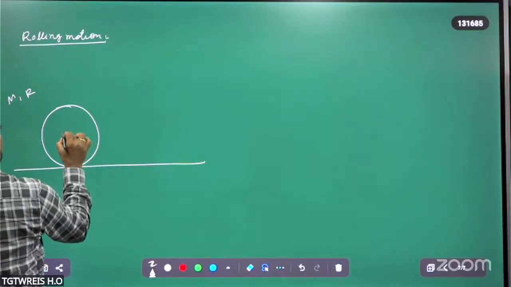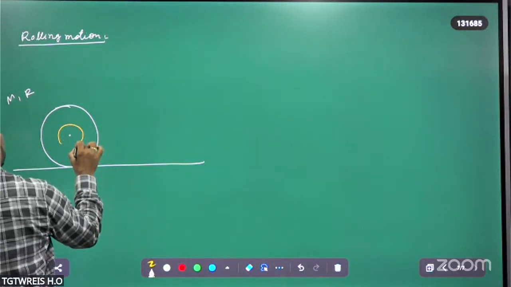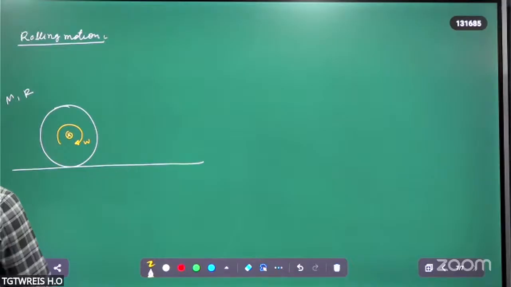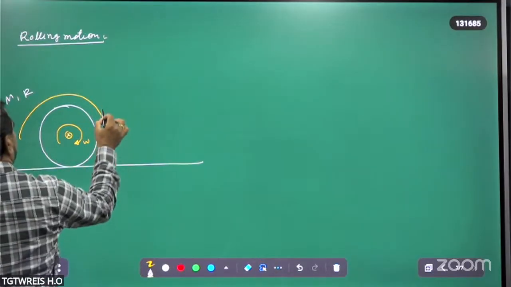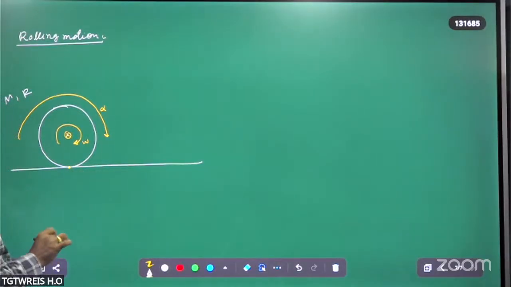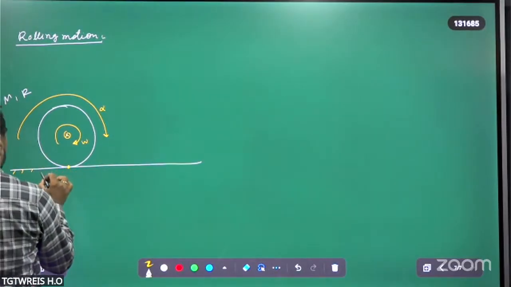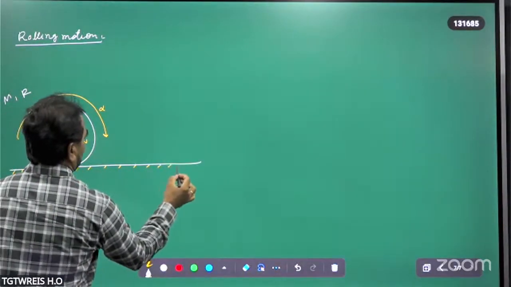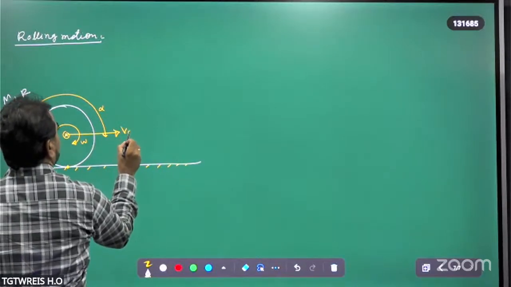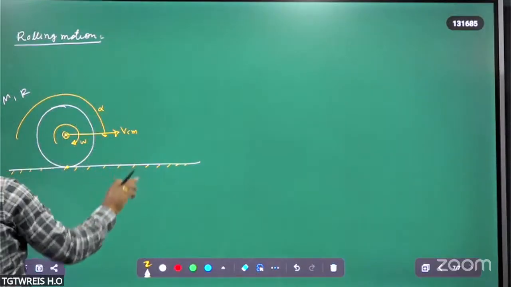About the center, it is rotating like this, with an angular velocity omega about this center, and with an angular acceleration alpha also. At the point of contact, there is no relative motion between the surface and that point of contact. That means the center of mass is moving like this with a velocity of VCM. That means it has a translation. Along with the translation, it is rotating like this.